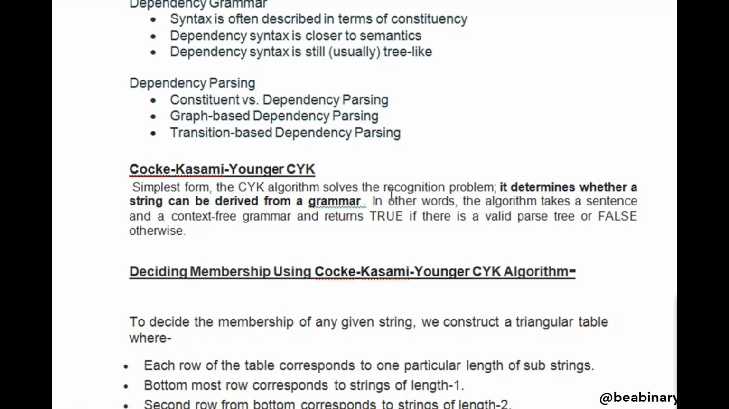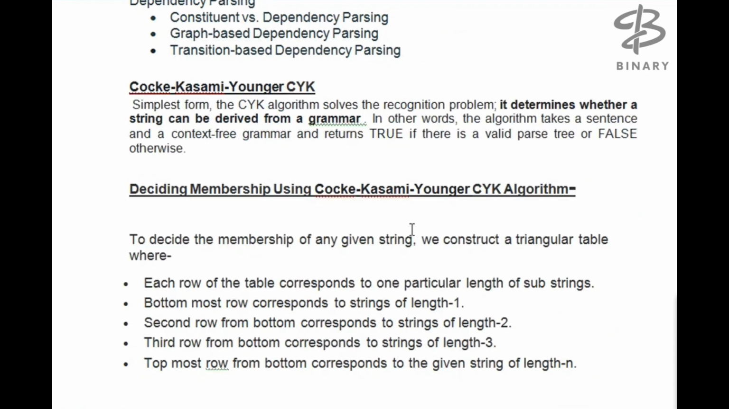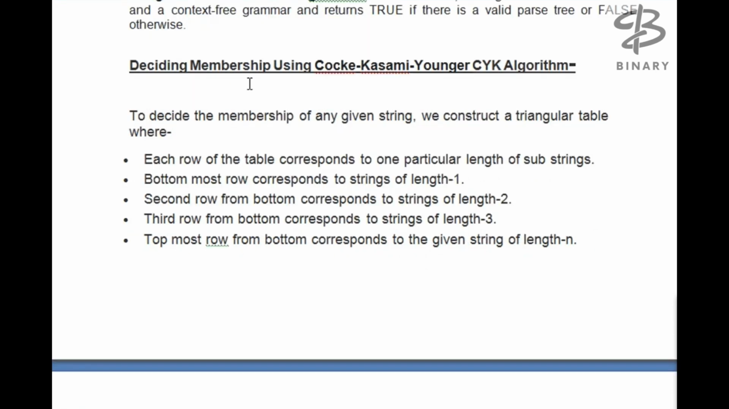In other words, we can say this algorithm takes a sentence and a context-free grammar and returns true if it is a valid parse tree, otherwise false. So how can we do it?